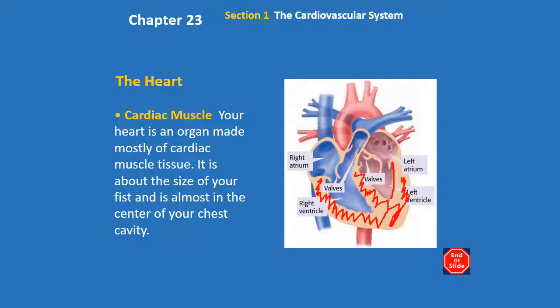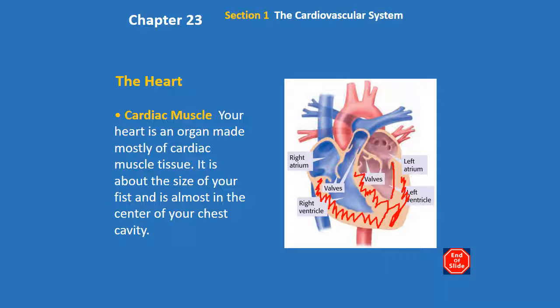Or you can think about it as it being in your body. Which side is thicker, the right or the left side? The left side is thicker. Does anybody know why? I assume that you wouldn't. The left side is pumping blood out to the rest of your body, whereas the right side is only pumping blood to your lungs.